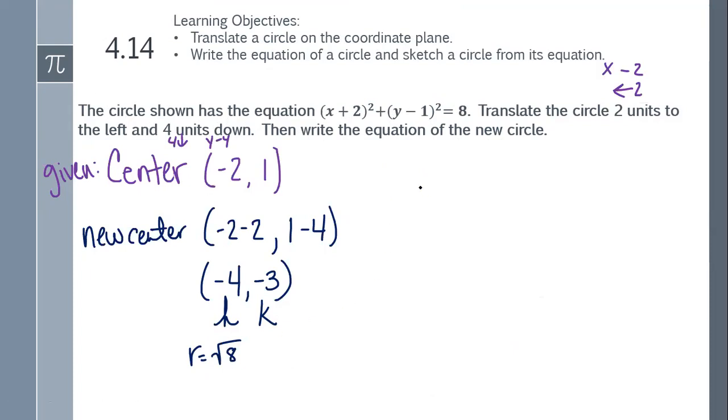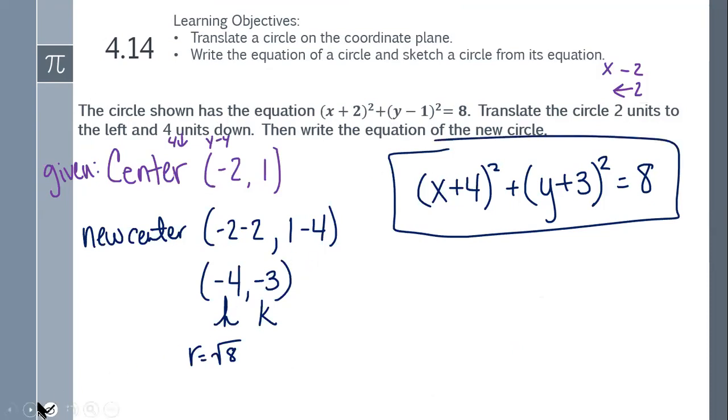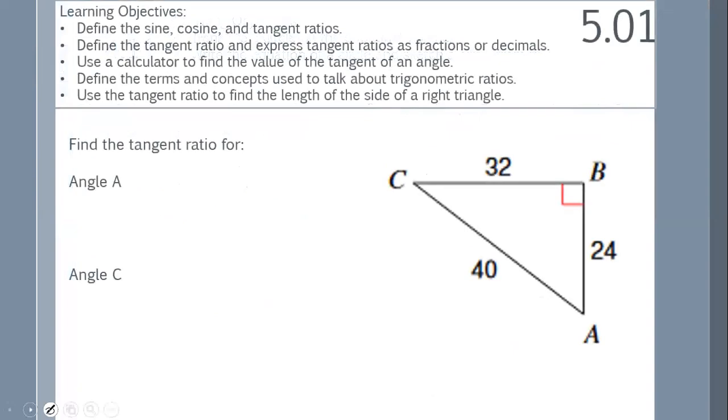So my new equation then becomes x minus -4, so plus 4, squared, plus y minus -3, so plus 3, squared, equals 8. So again, not too difficult, not too bad. Okay, so that's kind of the end of Unit 4. Review the theorems and everything else for the part 2.